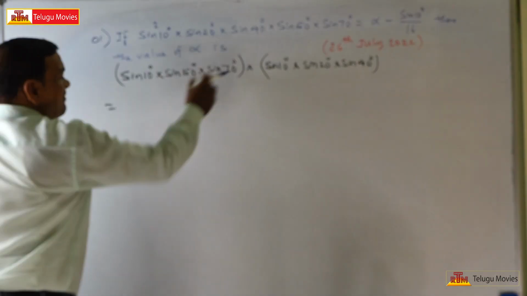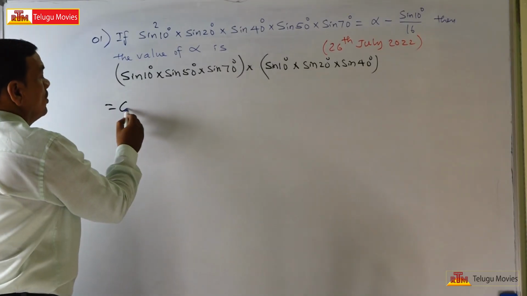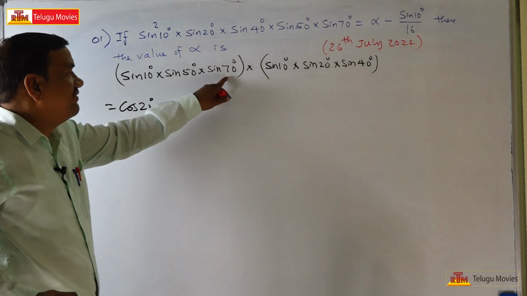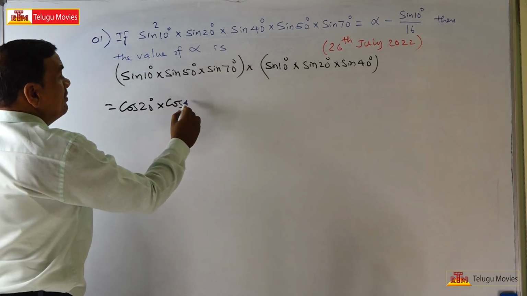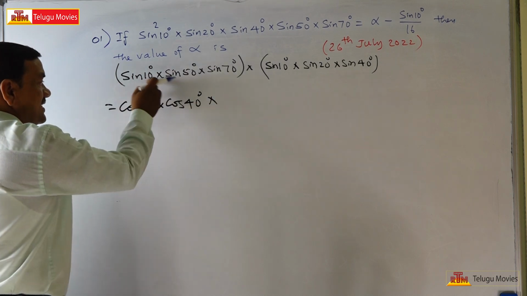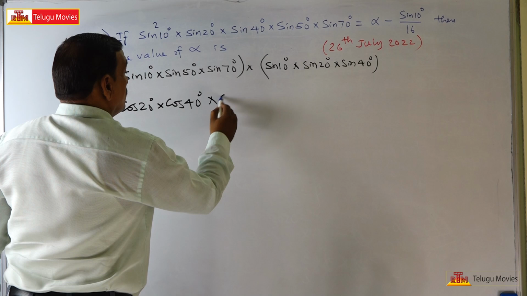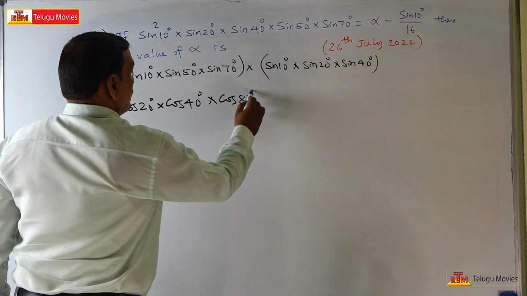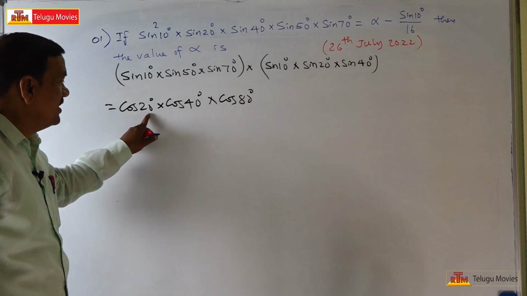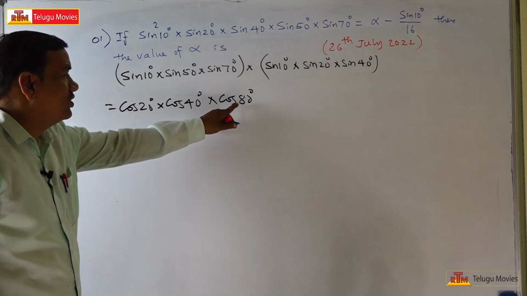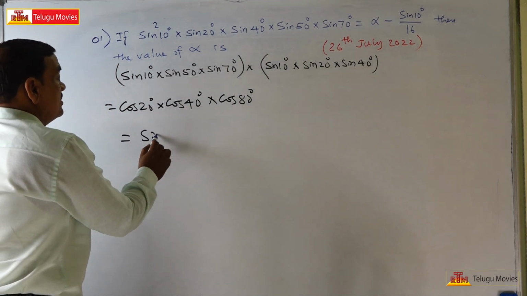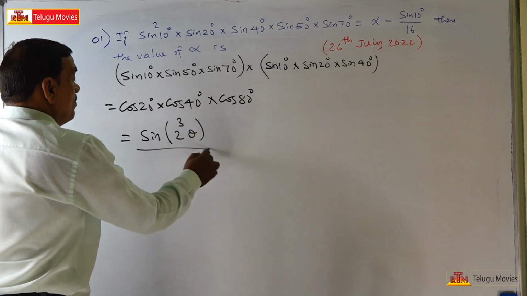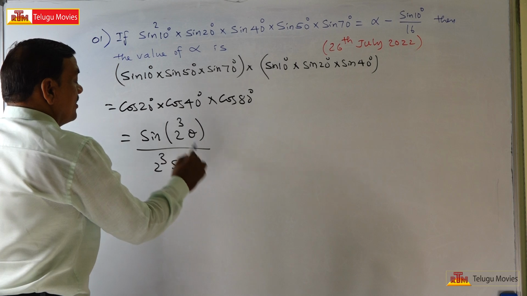Here sin70° can be written as cos20°, because 70 can be written as 90 minus 20 degrees. Again sin50° can be written as cos40°, and sin10° can be written as cos80°. So this is cosθ · cos2θ · cos4θ. We have a result that this is given by sin(2³θ)/(2³ sinθ). Okay, now.